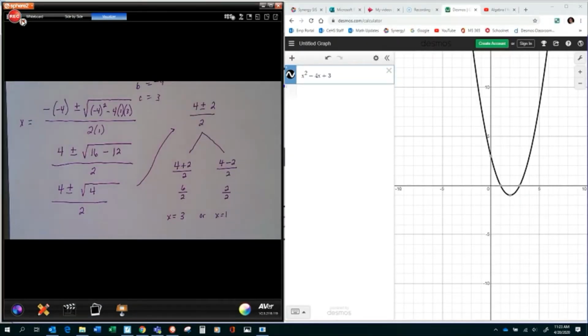Now coming over here to Desmos, I had actually plugged this into Desmos to graph it, and if you look, our x-intercepts are 1 and 3, as we have proven here. We can also solve this equation by factoring, and I'll show you that here in a second.